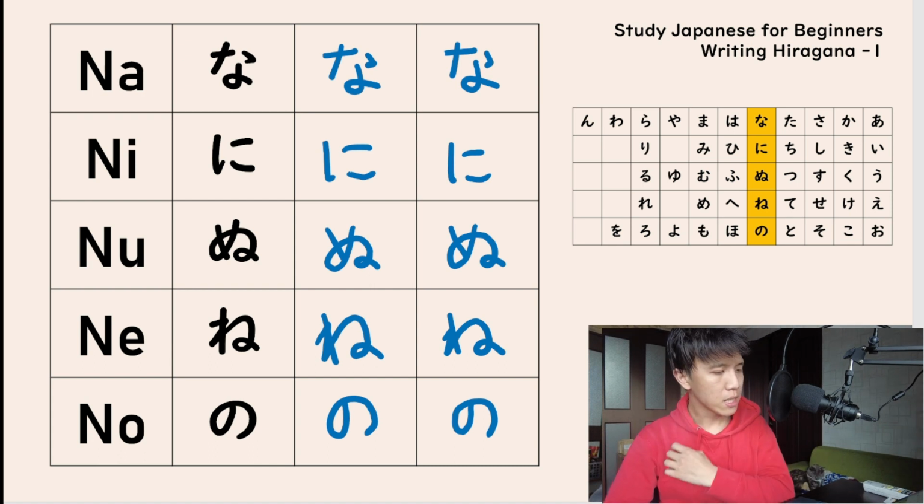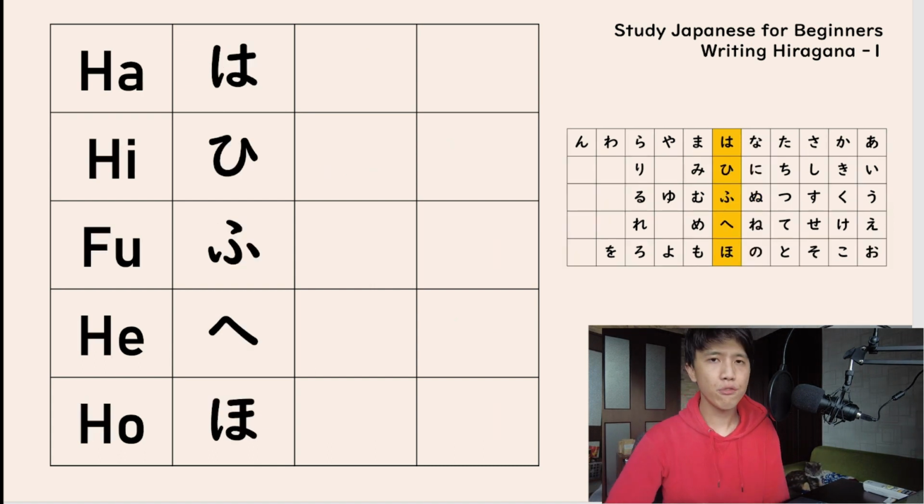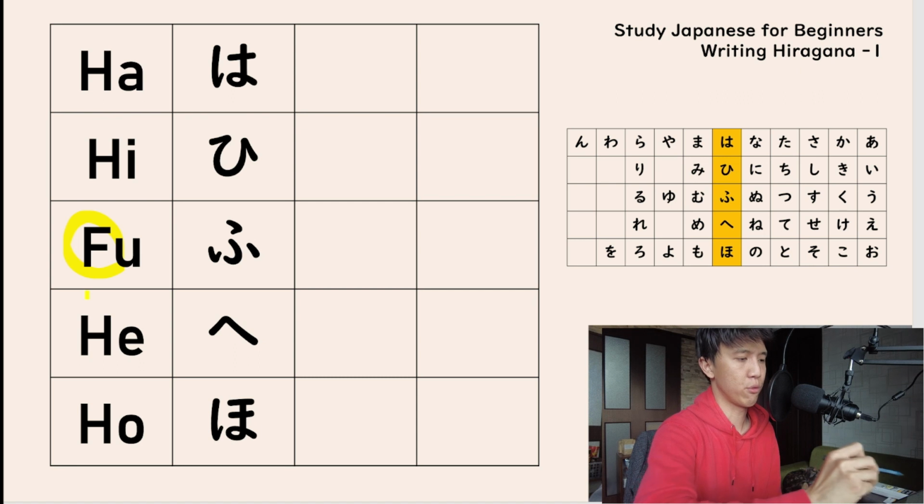Okay. Next one. We go to ha, hi, fu, he, ho. This one is also tricky. It's not ha, hi, hu, he, ho. It's ha, hi, fu, he, ho. Okay. Fu. So we start with ha.